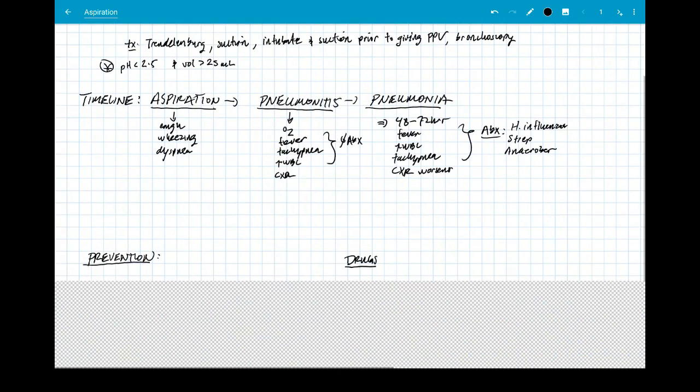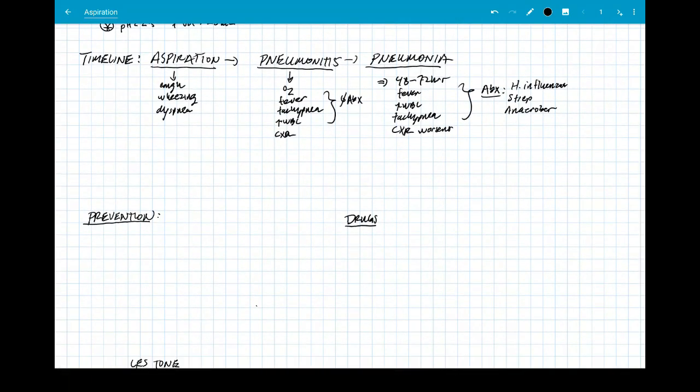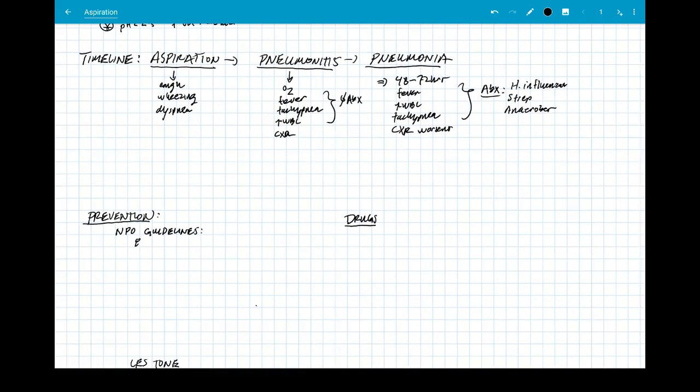So how do we prevent aspiration? Well, one of the big things that we do to prevent aspiration is our NPO guidelines. We ask that the patient be fasting for any elective surgery. Again, if it is a trauma patient, even though they have been fasting, because it's a trauma, still considered a full stomach. Our NPO guidelines are broken down into fasting of 8 hours, 6 hours, 4 hours, and 2 hours preoperatively.